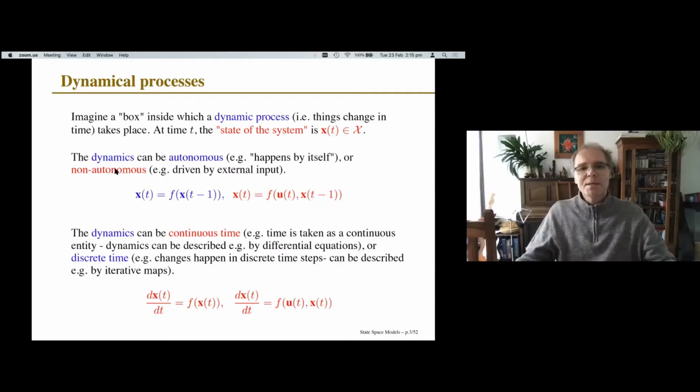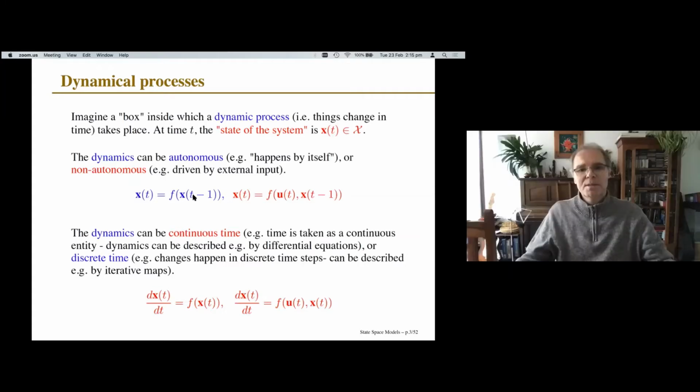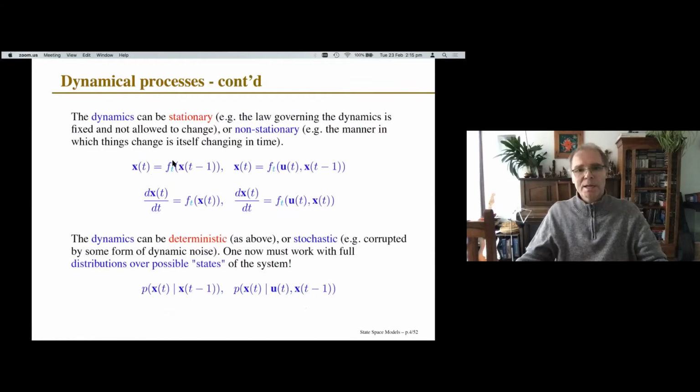So what I was describing here is dynamical processes. This is where your current state x_t depends on the previous state x_{t-1}. Or it can depend on the previous state and current input, so you can be excited. This is discrete time, then you can have differential equations if you have continuous time. And your mapping can be fixed, in which case your regime is stationary, so that means the dynamical law is not changing, or it can be non-stationary, where there is a time index t, meaning that this dynamical law itself can change in time.